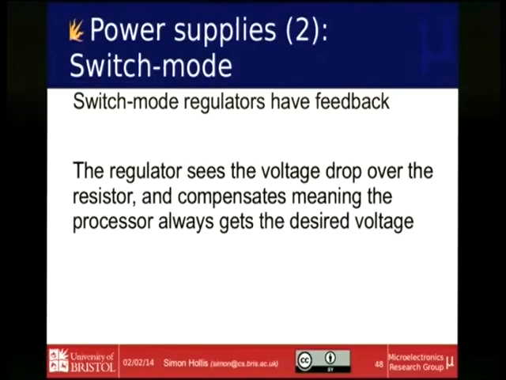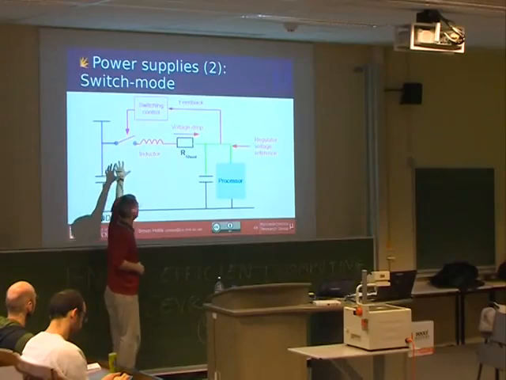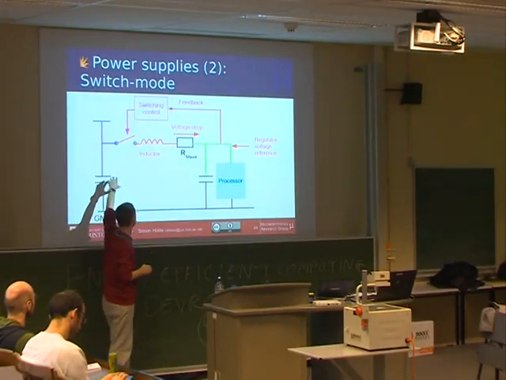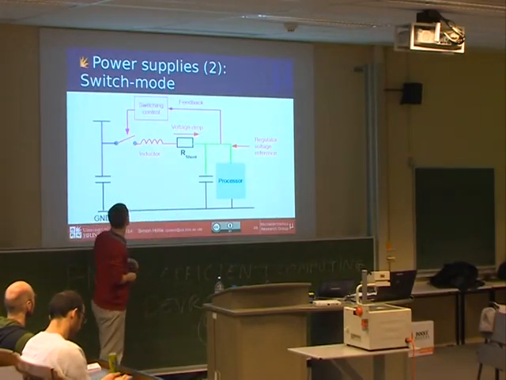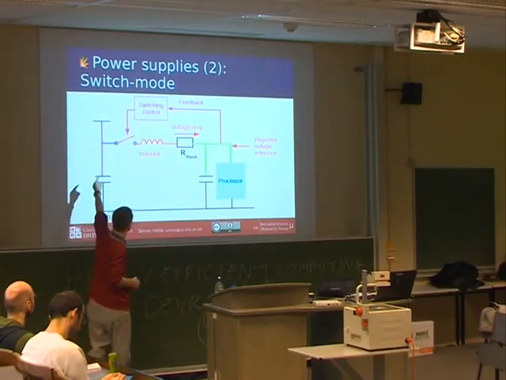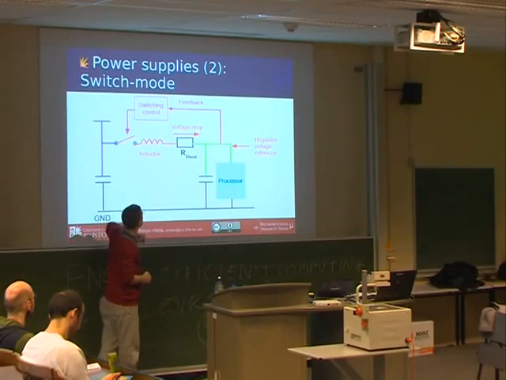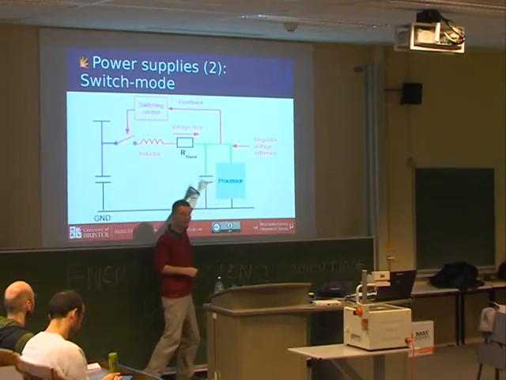Now with switch mode power supplies, we tend to get away from that, because the regulator has this feedback: it can measure the output, and it adjusts for it. Here's a massively simplified diagram of a switch mode power supply. A switch mode power supply is made by having a switch, a transistor, in series with an inductor. This switch goes up and down really, really quickly to provide power, which is then stored temporarily in the inductor.